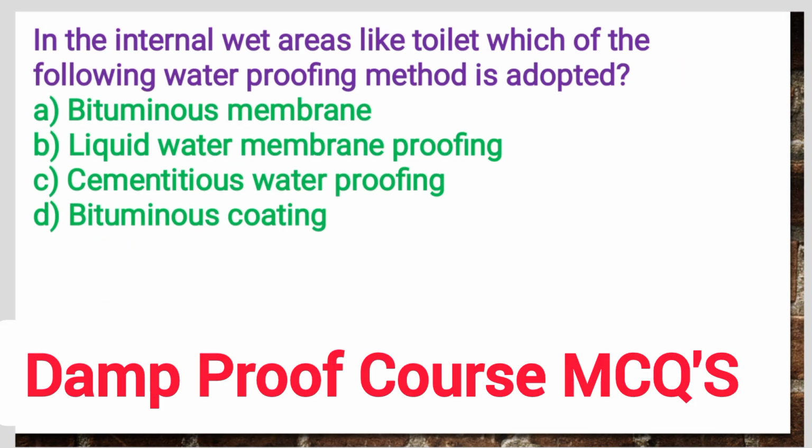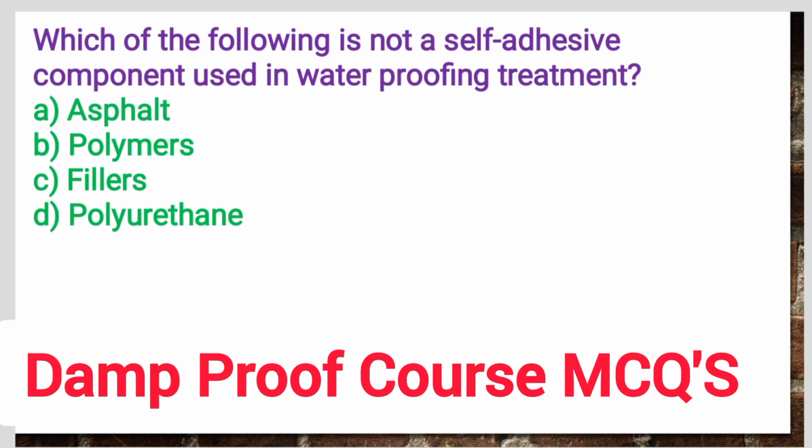Next question, in the internal wet areas like toilet, which of the following waterproofing method is adapted? Option A, bituminous membrane. Option B, liquid water membrane proofing. Option C, cementitious waterproofing. Option D, bituminous coating. So the correct answer is option C, cementitious waterproofing. Next question, which of the following is not a self-adhesive component used in the waterproofing treatment? Option A, asphalt. Option B, polymers. Option C, fillers. Option D, polyurethane. So the correct answer is option D, polyurethane.